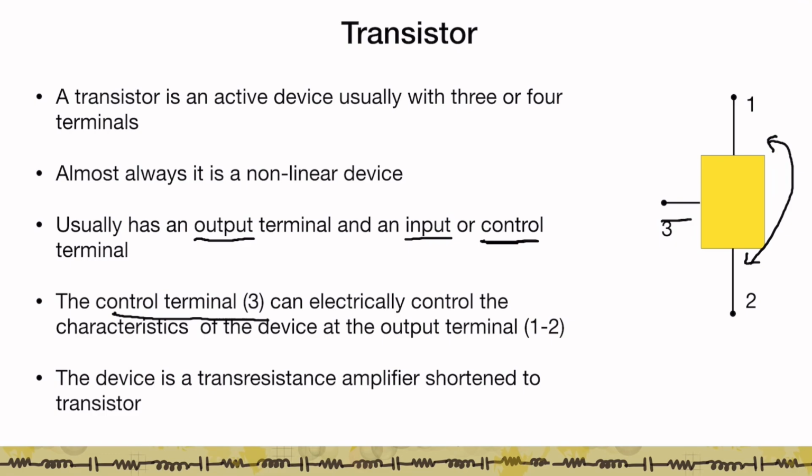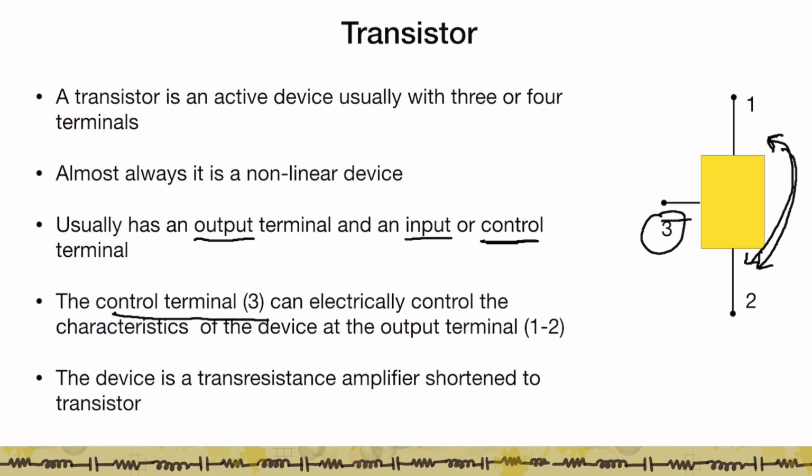by controlling the current or the voltage at this terminal, you're able to control the resistance between terminals 1 and 2. Right? So by applying different voltages, for example, at terminal 3, I control what is the resistance I see between terminals 1 and 2. So if I make the resistance between 1 and 2 very high, then I'm going to have a device which is not able to send a lot of current through the output, right?